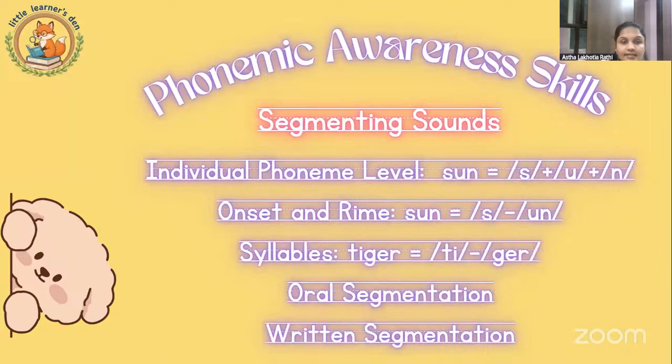Now, segmenting sounds. Again, individual. It's the opposite of what we are doing in decoding, opposite of blending here. Onset and rhyme. Syllables. Chin drops, we can explain. Then oral segmentation, written segmentation. So these are the segmenting sound skills that we have to achieve, starting from the first sound level, going till written segmentation.